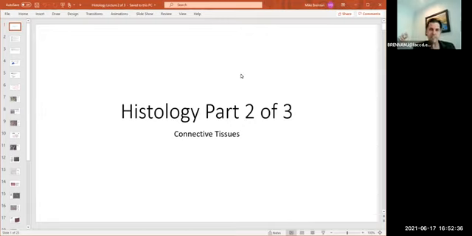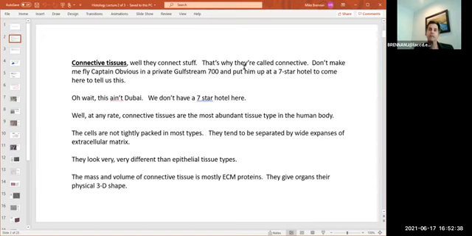Anyway, so we're done with epithelial tissues. Let's get to connective tissues now. So connective tissues, as the name implies, they connect things. They hold stuff together. They're the most abundant tissue type in the human body. We see stratified squamous epithelium on the outside everywhere, but underneath that, all the way down to the bone, you're going to have a lot of different types of connective tissues. Bone itself may be considered a connective tissue by a lot of authorities as well.